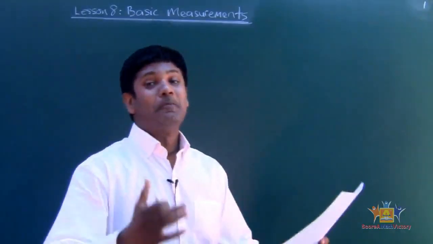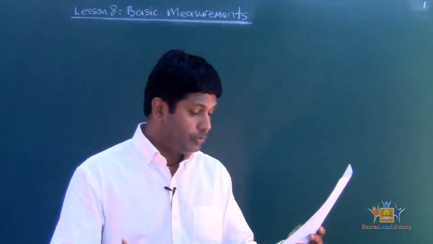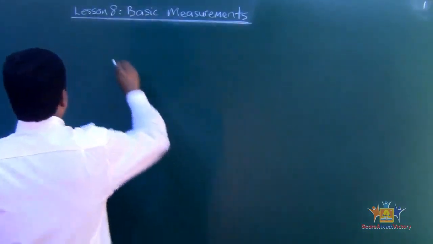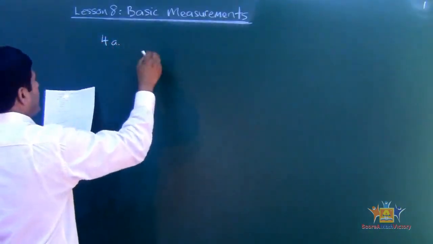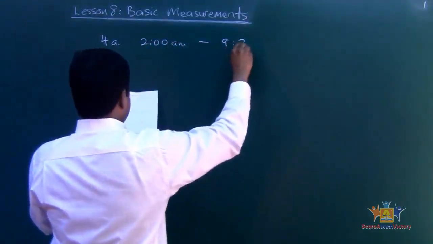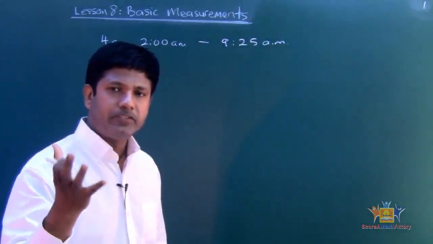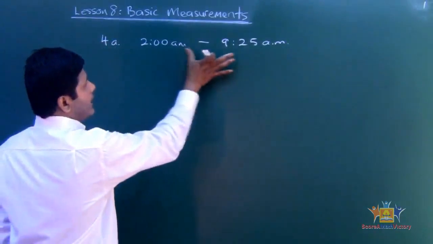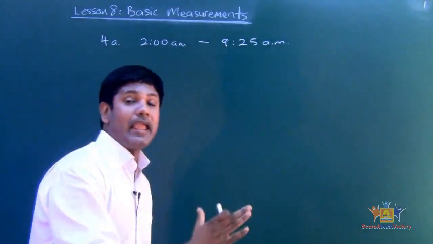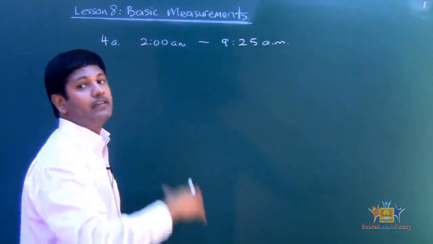Alright, my dear students, problem number 4, okay? Find the time interval between 2 a.m. to 9:25 a.m., okay? So let's do that, problem 4a. So we are looking for the time interval from 2 a.m. to 9:25 a.m. Okay? So when we want to find the time interval, what was the principle that we use? AM, AM. They are the same part of the day, alright? Which is the AM side, alright? That means I can do the subtraction method, alright? By taking the big number, subtracting the small number.